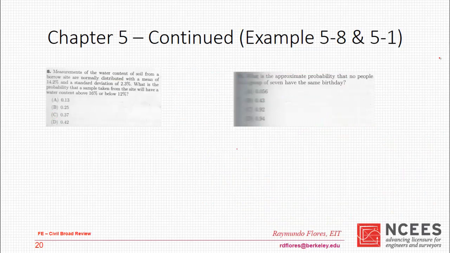So now we're moving on to a more complicated example. So this one, it's hard to see because it's blurred, but it says, what is the approximate probability that no people in a group of 7 have the same birthday? So there's 2 ways of approaching this, and I would say the FE way is the less conventional way, but I think it works magnificently. So the typical way of doing this, the FE way of doing this, is the following. Because this is what's going to save you time.